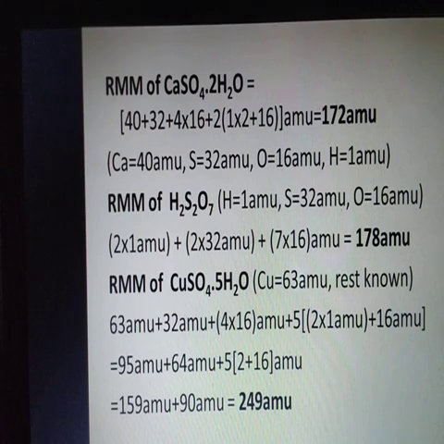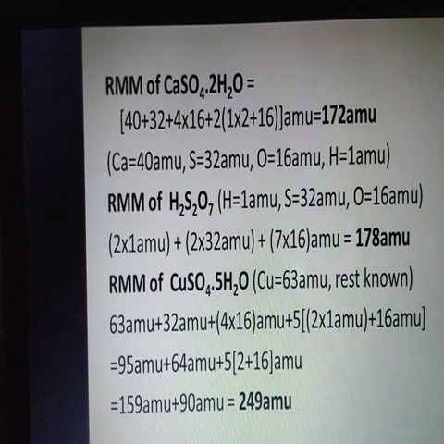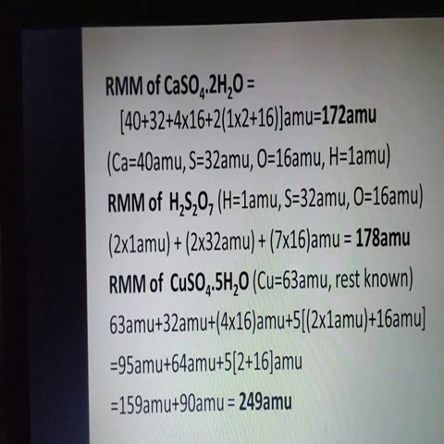So 4 multiplied by 16, that gives 4 into 16. Now this 2 dot, there's a dot given. Don't bother about the dot. Once again, plus 2 H2O. So 2 multiplied within brackets. How many hydrogens? 2. So 1 into 2. Atomic mass of hydrogen is 1. Plus oxygen, how much? 16. So that gives 172 amu.